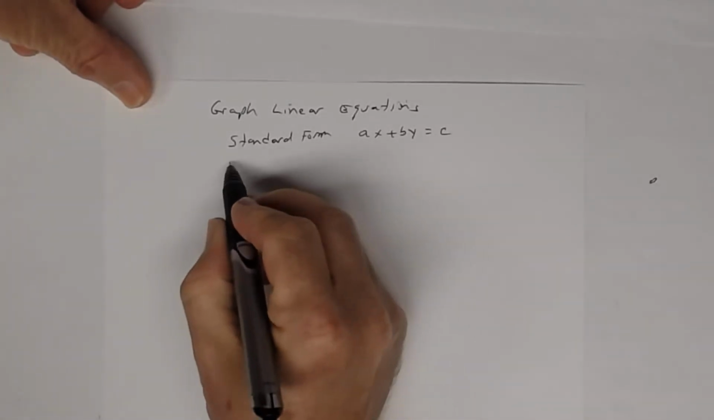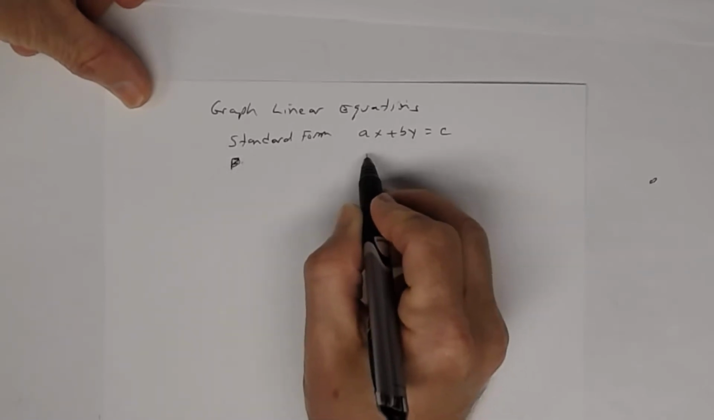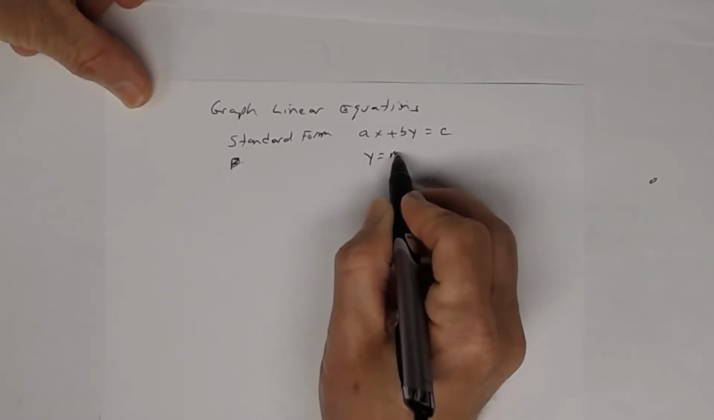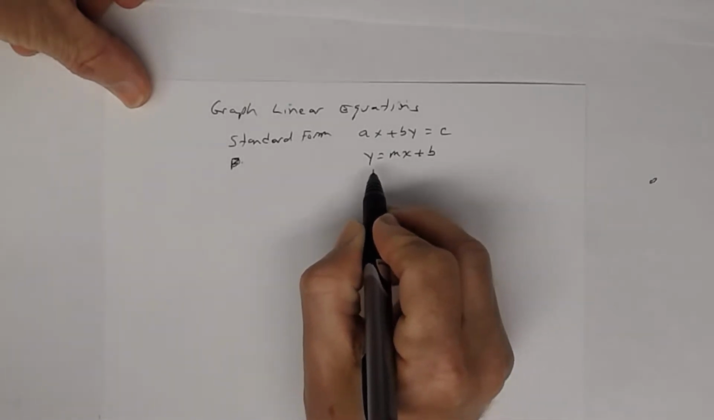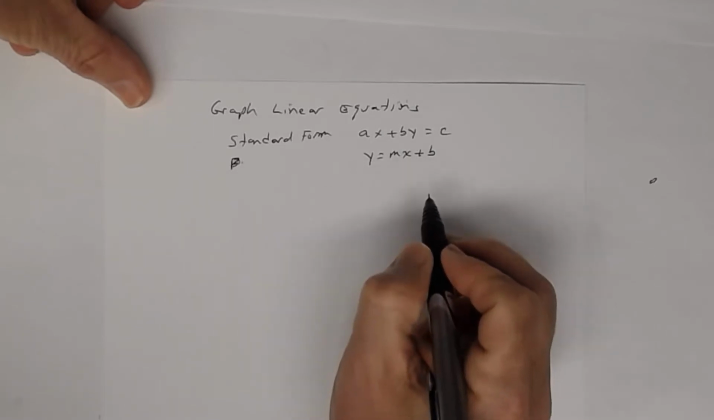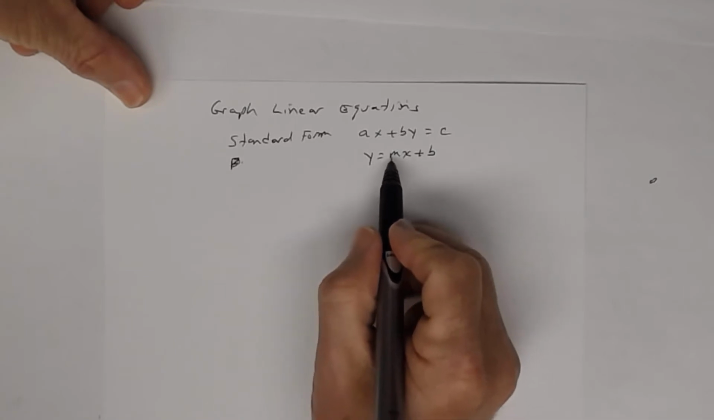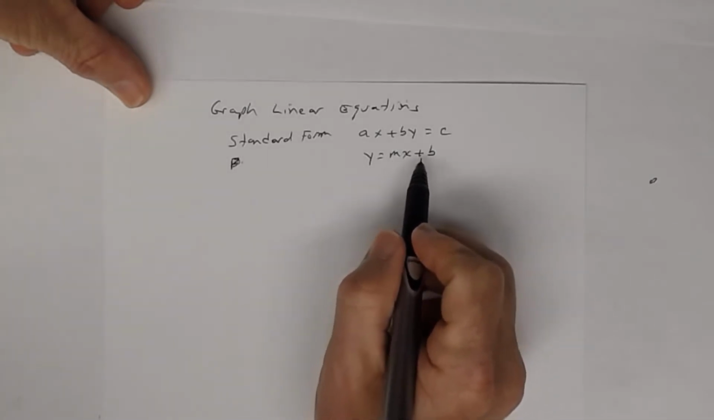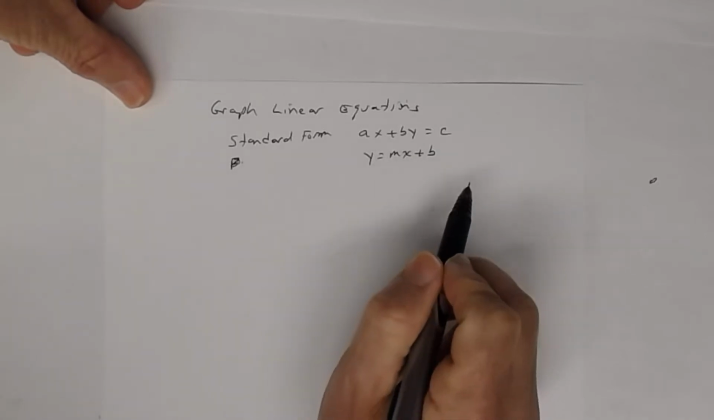Okay. The other form we're going to look at is this form. I'm going to write it out first, and then I'll mention what it is. So with this one, you can get y by itself. And so when you get y by itself, you get y equals mx plus b. And the m and the b do mean something. And we're going to talk about that in another lesson.